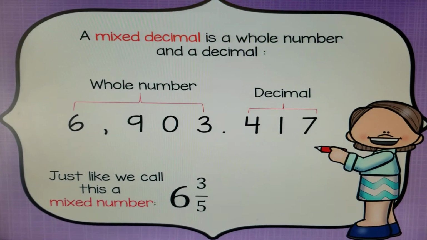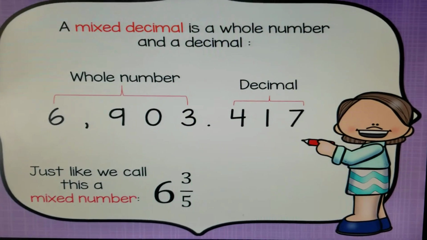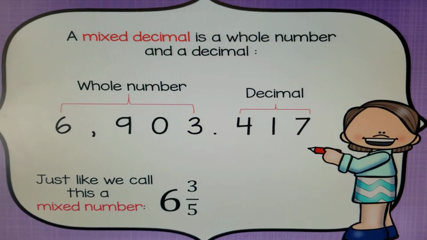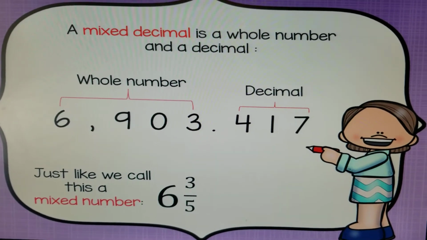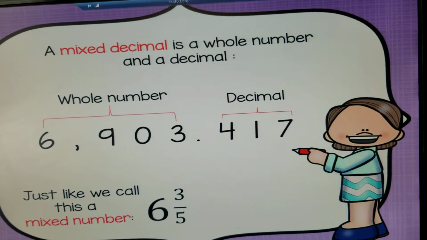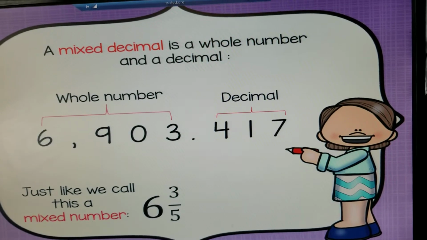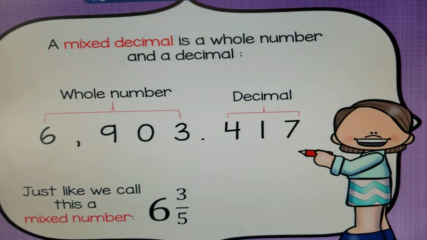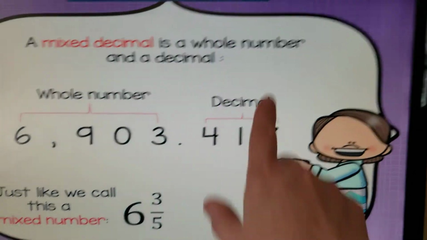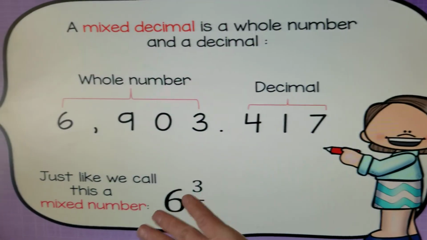A mixed decimal is a whole number and a decimal. So remember, whole numbers are to the left of the decimal, and the parts of our number are to the right. So this would be considered part of a number. You don't have to worry about that.